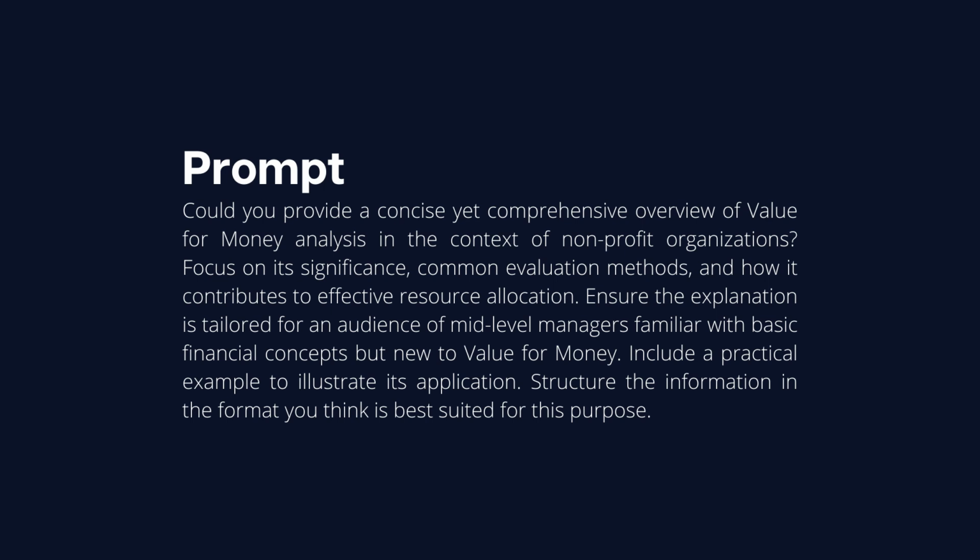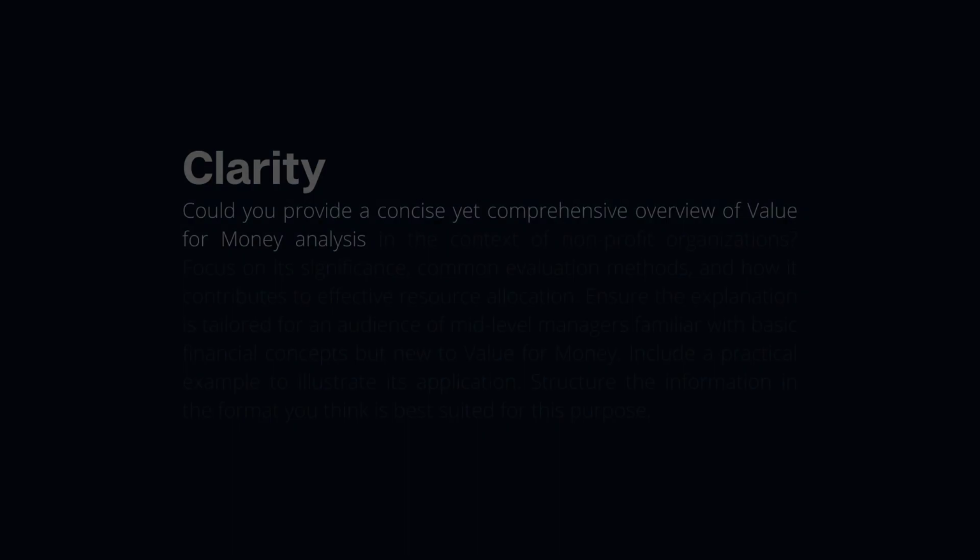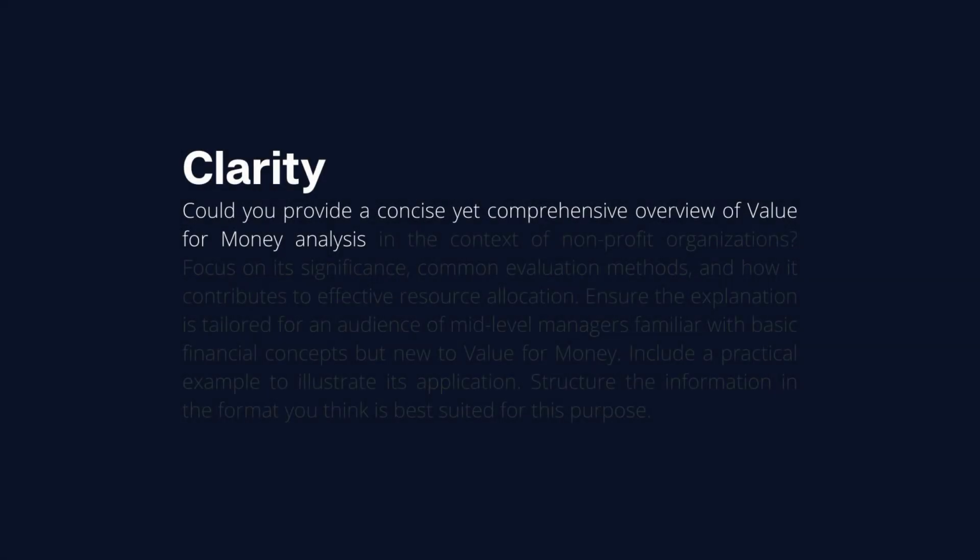Now let's break down this prompt into its core elements. "Could you provide a concise yet comprehensive overview of value for money analysis?" Represents clarity. Clarity acts as the guiding light for Chat-GPT, directing it with precision. By asking for a concise yet comprehensive overview of value for money analysis, we eliminate any confusion right from the start. This clarity ensures Chat-GPT knows exactly what we seek, a deep dive into understanding how funds are efficiently used in nonprofit organizations, making every word count towards uncovering the value behind each dollar spent.